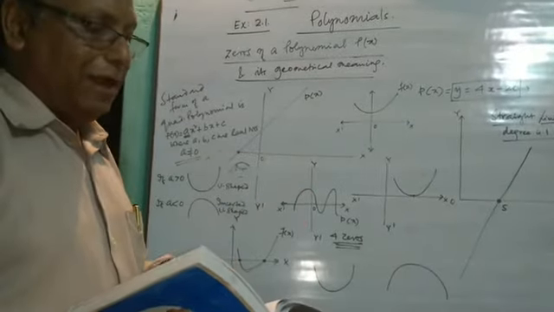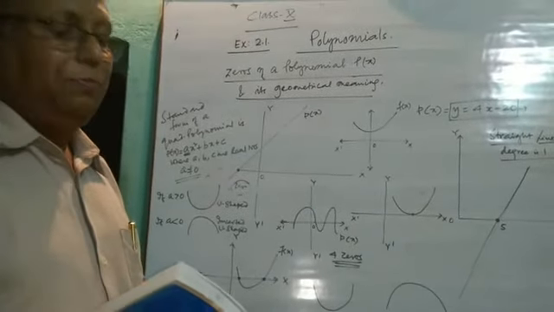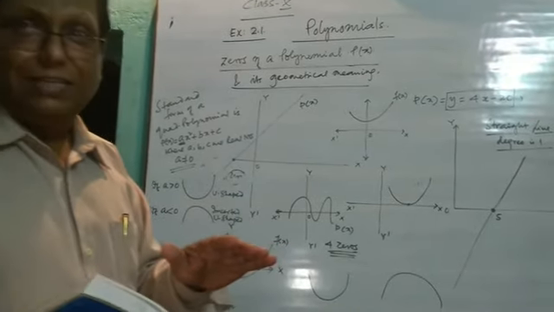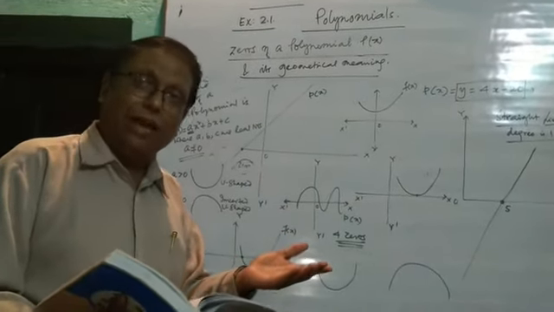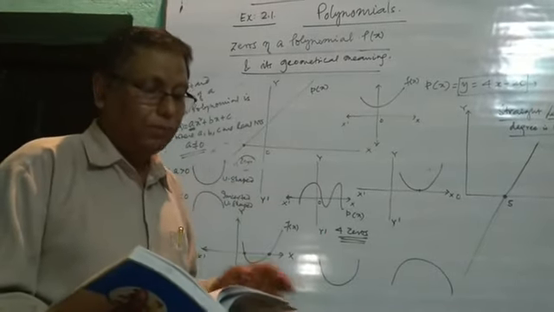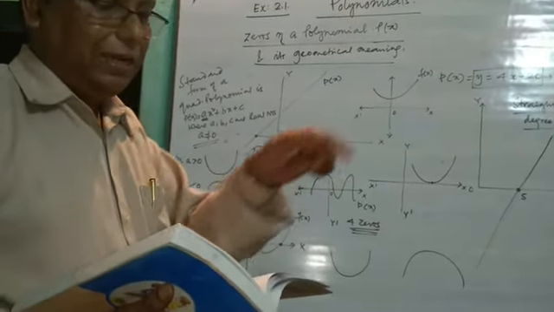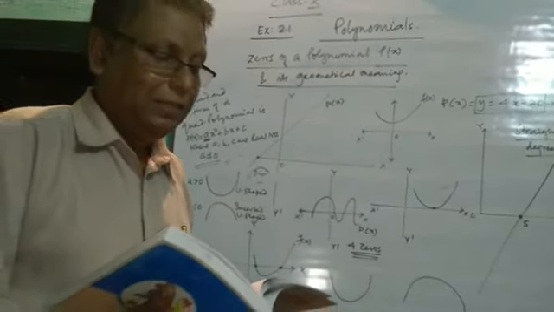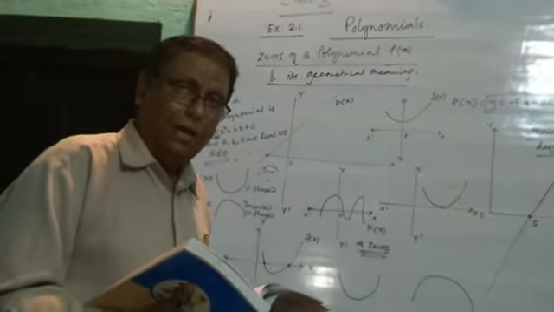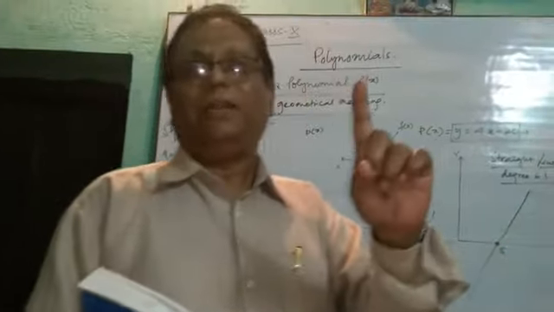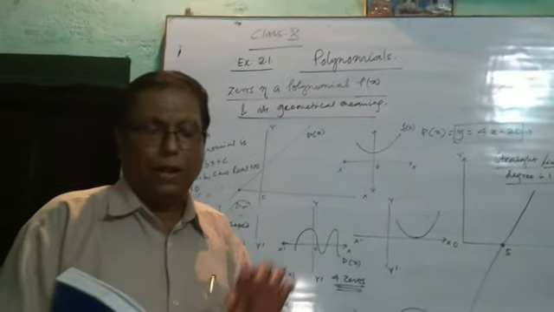See the first graph. It is a straight line parallel to the x-axis. What does it mean? It does not intersect the x-axis. And if it does not intersect the x-axis, you will say it is having no zero at all. In the second figure, you see the graph goes like that, and that graph line of the polynomial is intersecting the x-axis at one point. So the number of zeros is 1.